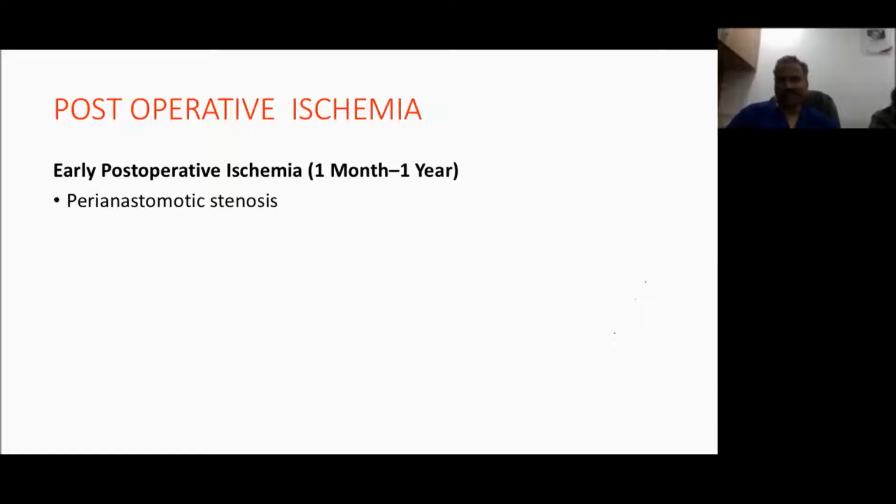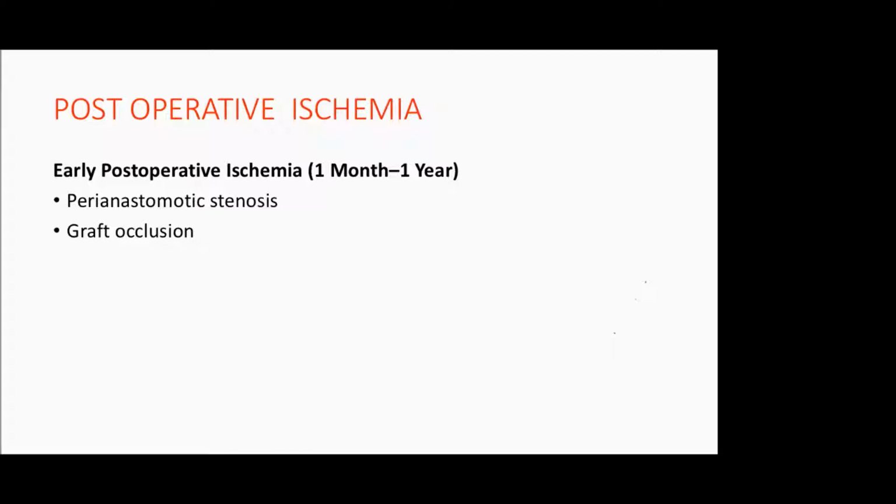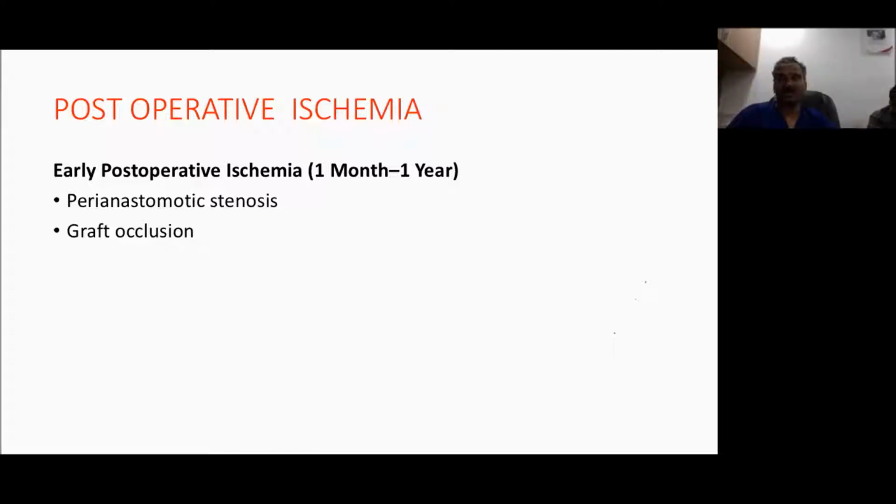Next, from 1 month to 1 year, the commonest cause is perianastomotic stenosis. Again, it is basically the distal anastomosis technique. So distal anastomosis failure is the commonest cause for post-op ischemia from 1 month to 1 year. These patients manifest from 1 month to 1 year, typically because post-bypass patients become active after 1 month, most often. That's when they start feeling symptoms and come back for re-evaluation with some exertional angina. And next is graft occlusion, that is venous graft occlusion.